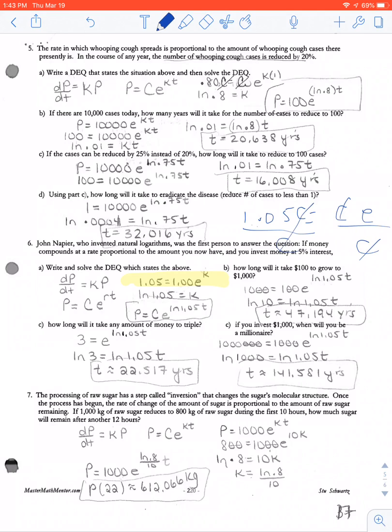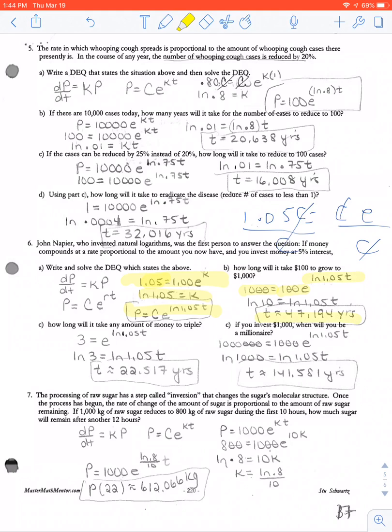So if you use $1, you get $1.05. If you use 100, you get 105. So regardless of what you use, this is going to be 1.05. ln both sides to find out K, get your general equation. Now, how long will it take $100 to grow to 1,000? So I'm going to put 1,000 into the left side, 100 into the initial, and then I'm going to solve it.